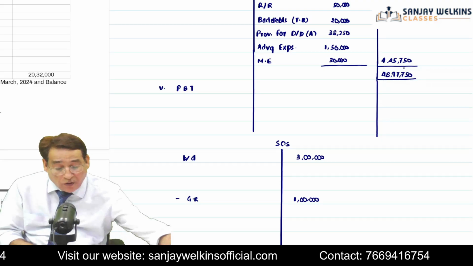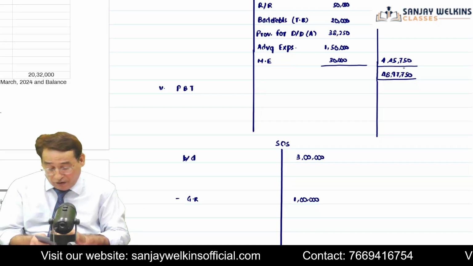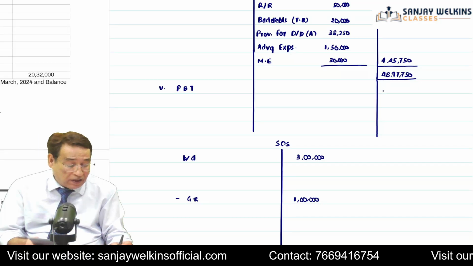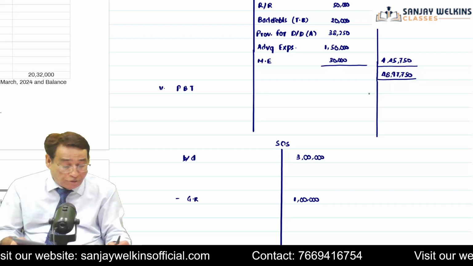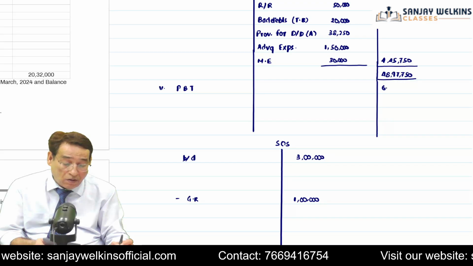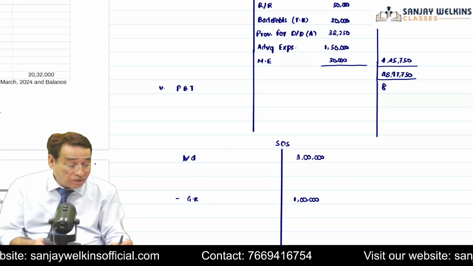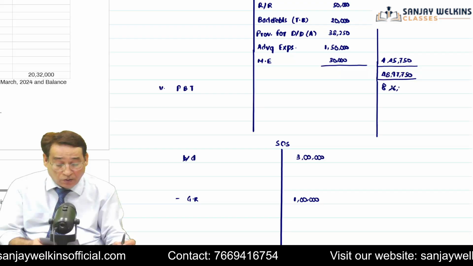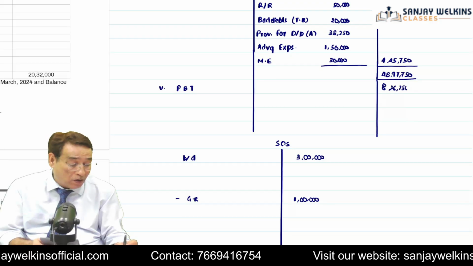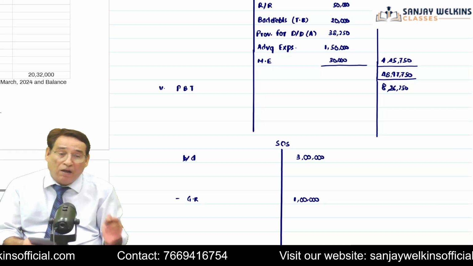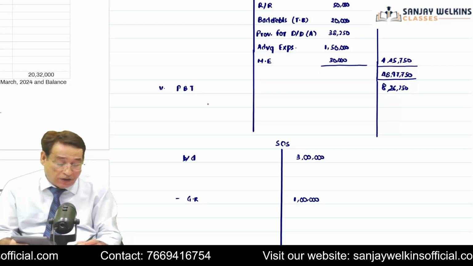Now if we subtract it from revenue from operation, profit before tax will be equal to 8,26,250. Kindly check by yourself also. Is it clear to you?